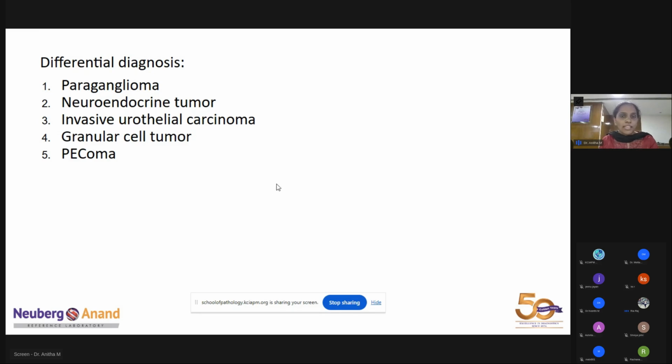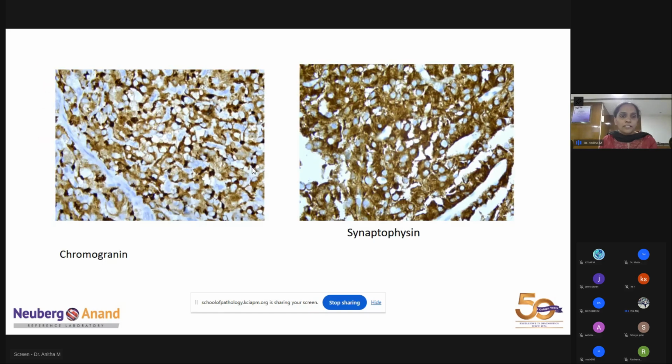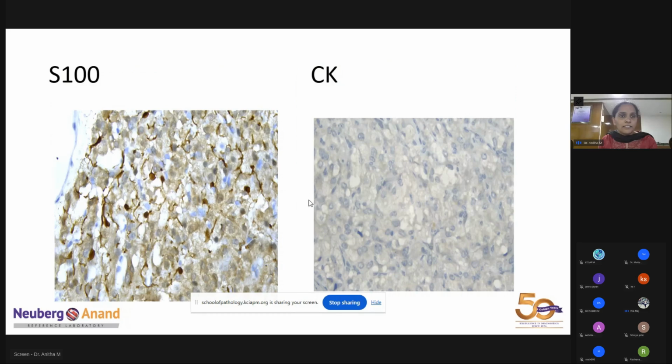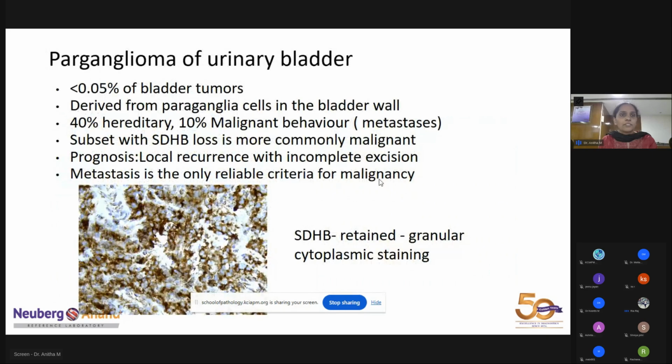So going forward, what IHC would you like to do, Ria? We can do synaptophysin, chromogranin, CD56, and all of these will be positive, ma'am, and negative for keratin, and S100 and SOX10 will be positive for the sustentacular cells, ma'am. Yeah, very good. Thank you. So we went ahead and did chromogranin and synaptophysin, which were diffusely positive. And S100 showed positivity for sustentacular cells, and CK was negative. So our diagnosis is a paraganglioma of the urinary bladder.